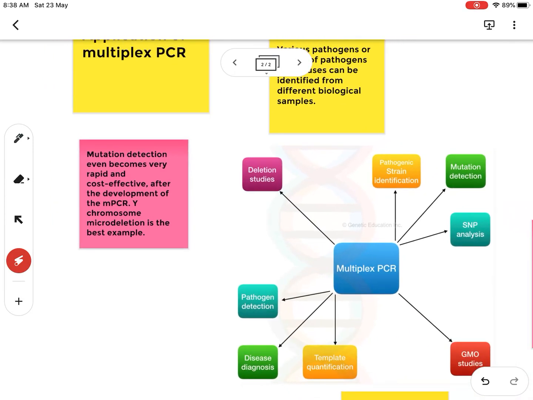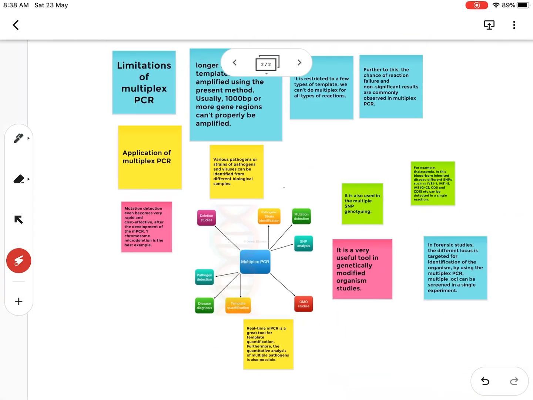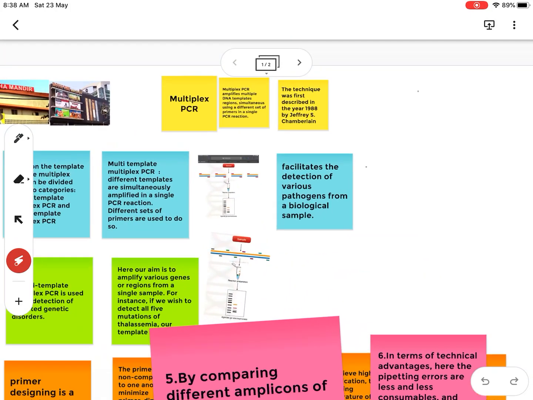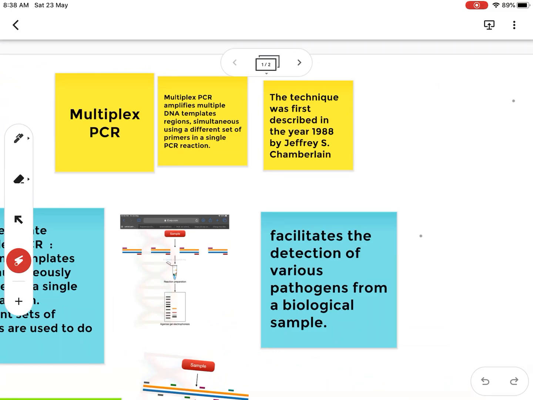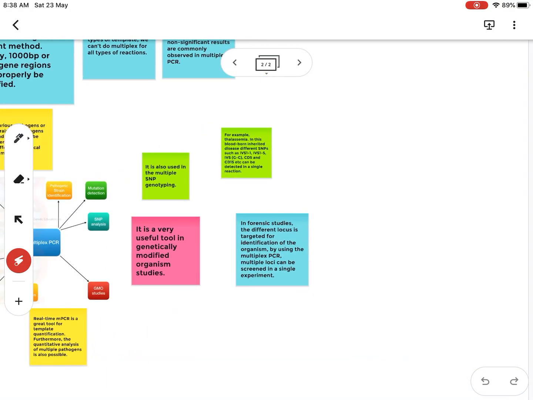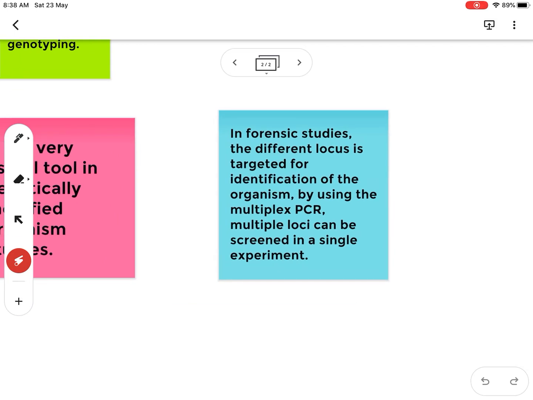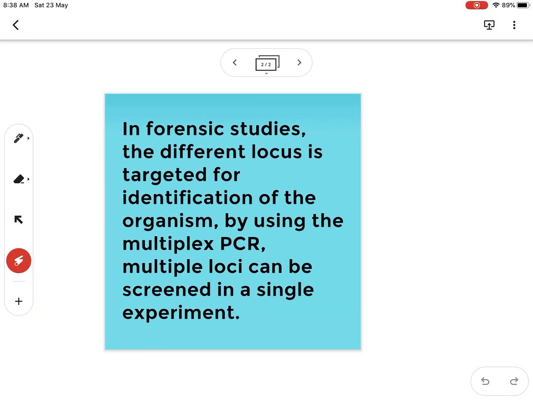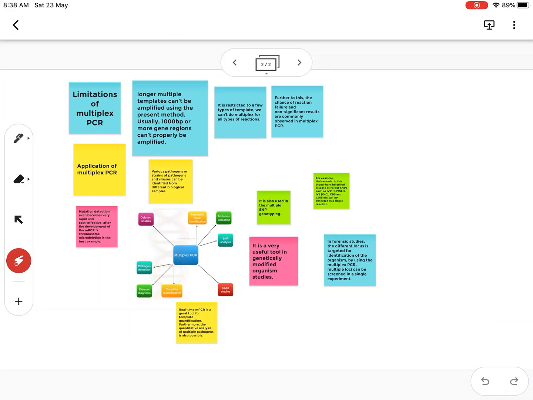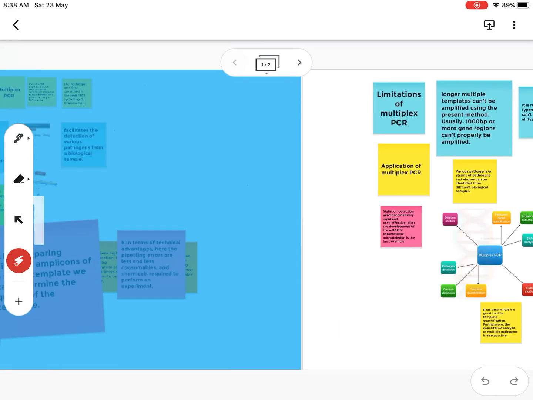Y chromosome microdeletion is the best example, and also the studies that were carried out by the group of scientists, that is Jeffrey Chamberlain, that was also related with the deletion mutation. Okay. Besides this multiplex PCR finds application in forensic studies as well. The different locus is targeted for identification of organism by using multiplex PCR. So multiple loci can be screened in single experiment. So these are various applications of the multiplex PCR.